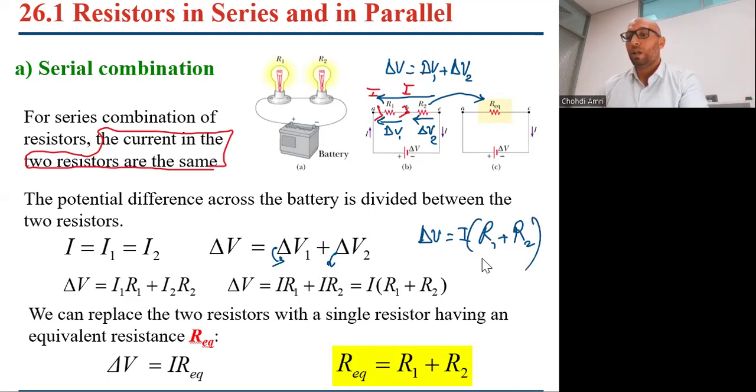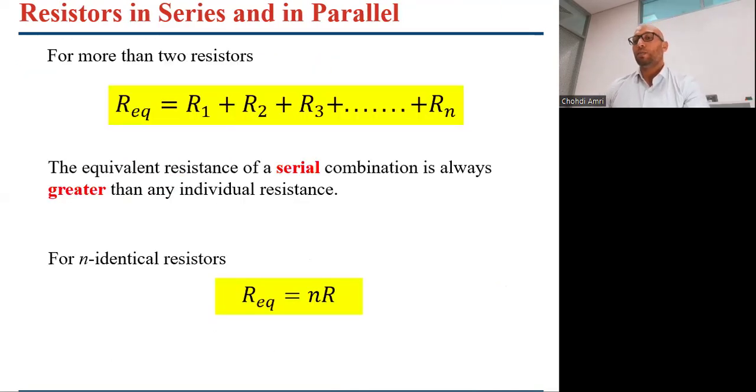So what will be the total equivalent resistance? Delta V over I equals R equivalent. So R equivalent will be, in this case, R1 plus R2 in the series combination. Okay, so let's make a short conclusion. For two resistors connected in series, R equivalent is the sum of the individual resistances. The equivalent resistance of a series combination is always greater than any individual resistance.